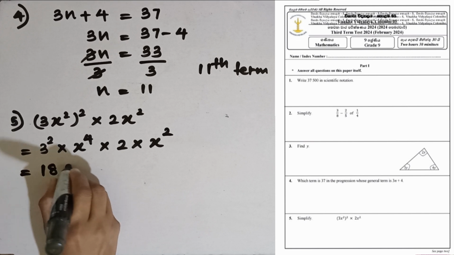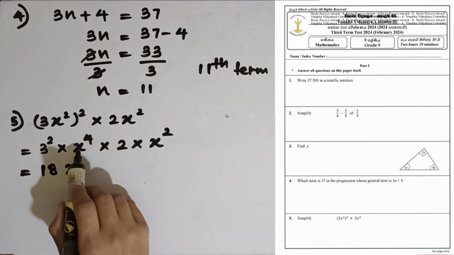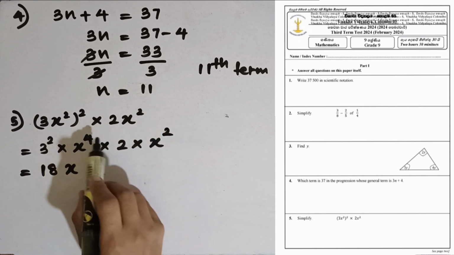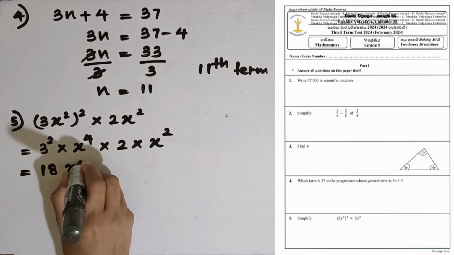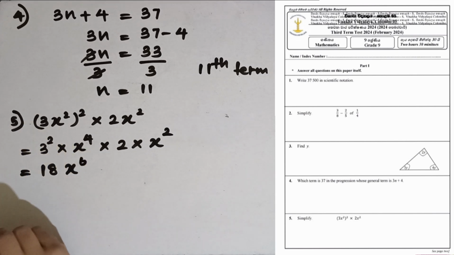Then x: when multiplying powers with the same bases, the indices are added. 4 plus 2 is 6. The answer is 18x to the power 6.